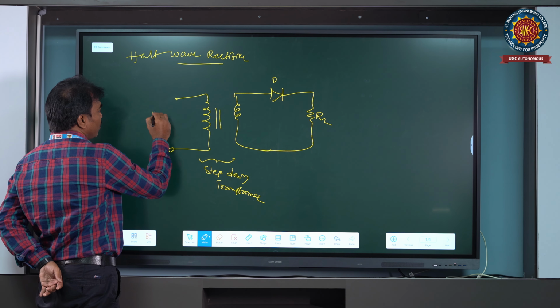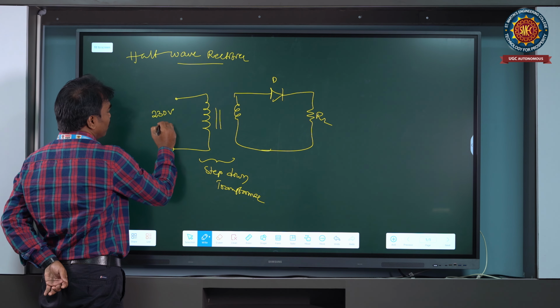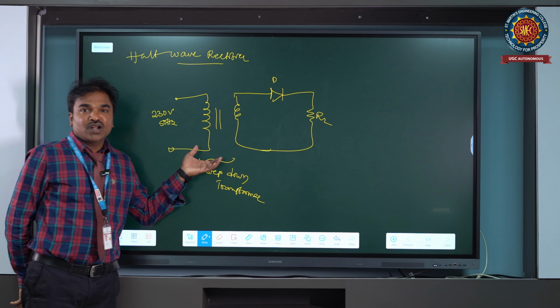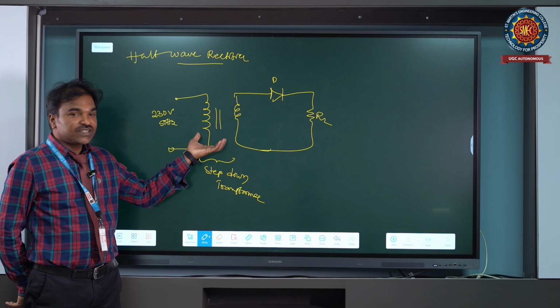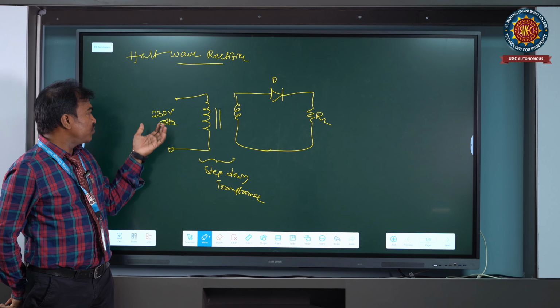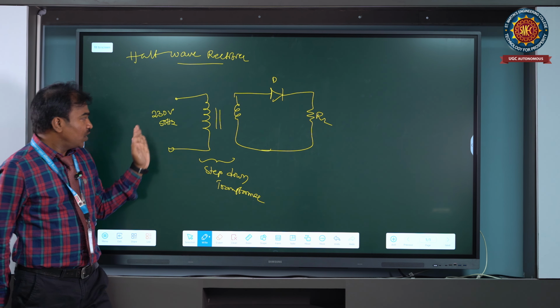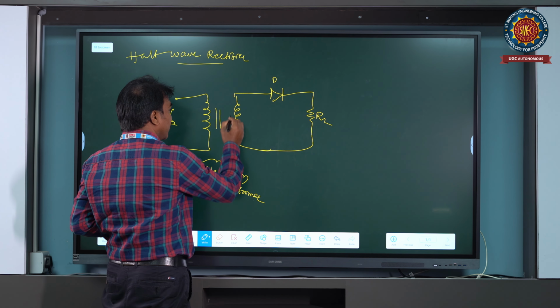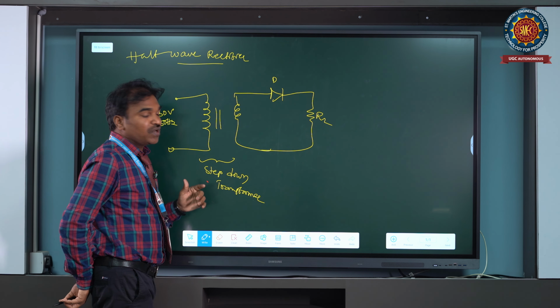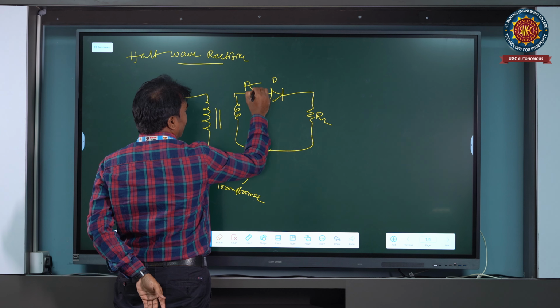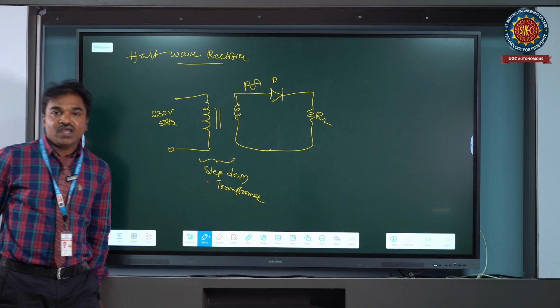Now, the input voltage is 230 volts, and we are applying 50 hertz frequency to the transformer. We are using a step down transformer, which means the high voltage is converted into low voltage. That is why we use a step down transformer. Then the low voltage is applied to the diode.